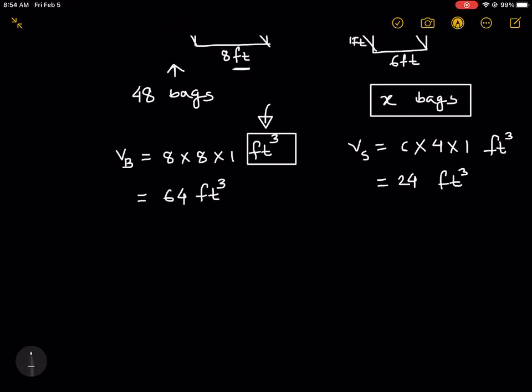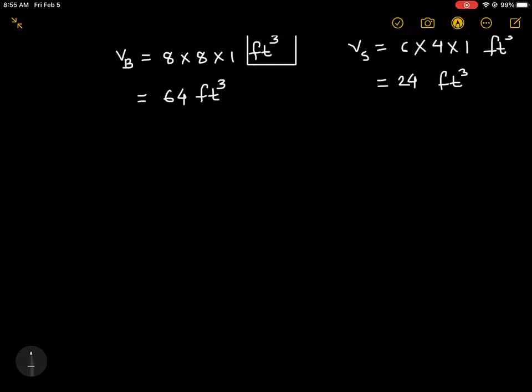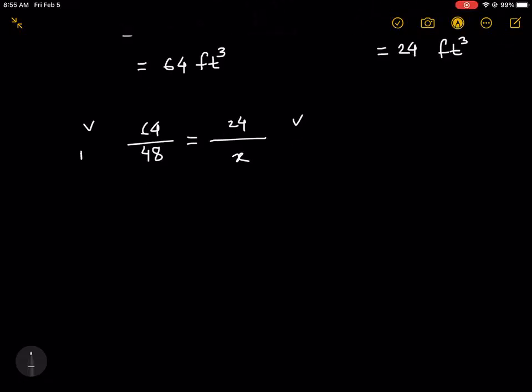Now what's next? How can we set up the problem to find our unknown variable, the number of bags we are looking for in particular here? How can we set this up? Would you put 64 over 48 equals 24 over x? And how did you do that? I used the two volumes from each of the sandboxes on the top and then the amount of bags for the bottom.